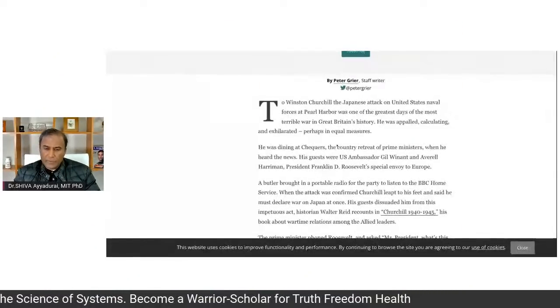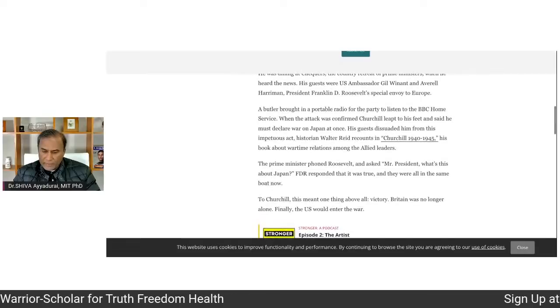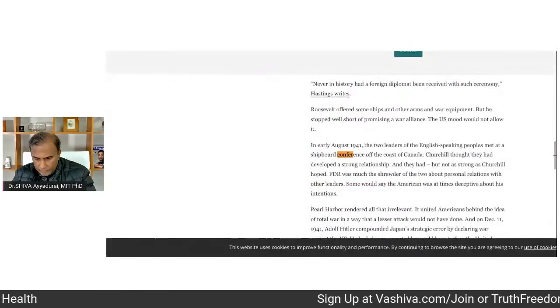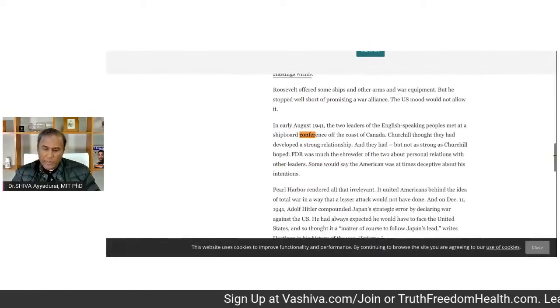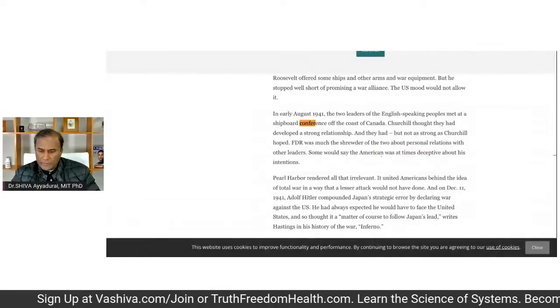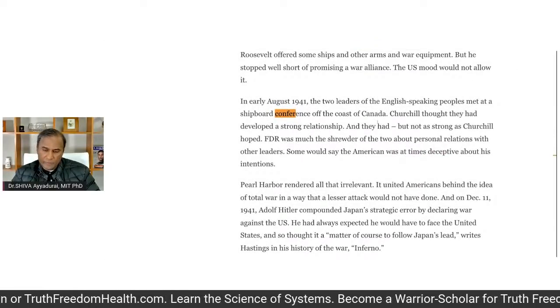All right, here we go. So Churchill was at this conference. Let me bring it here. So in early August of 41, right here, the two leaders of the English-speaking people met at a shipboard conference off the coast of Canada, Newfoundland.